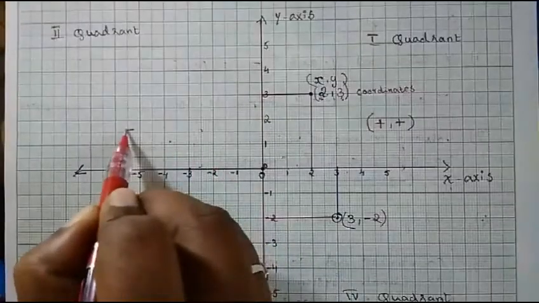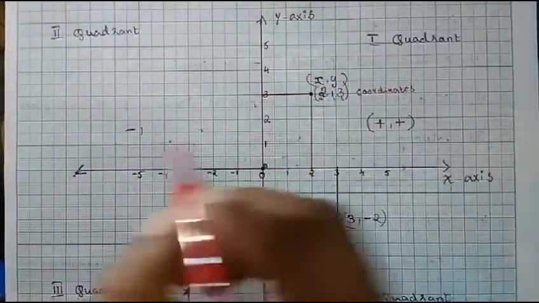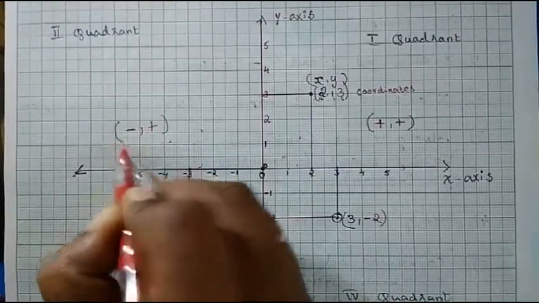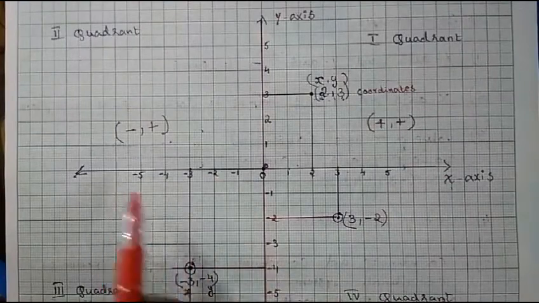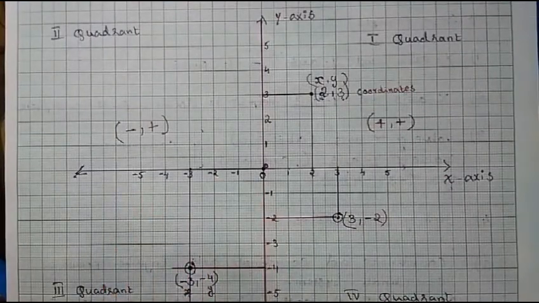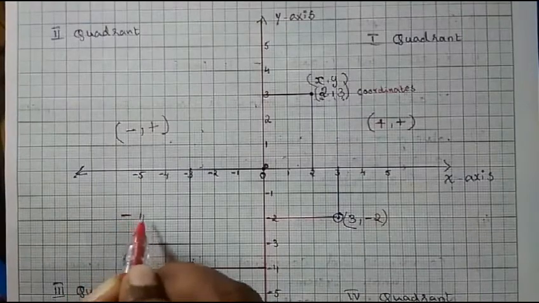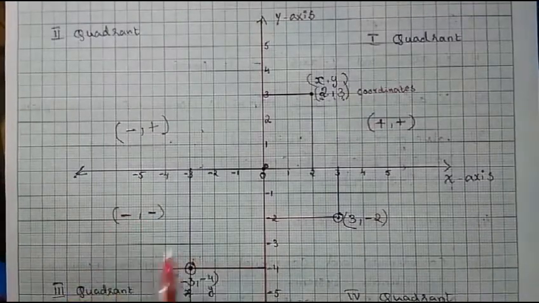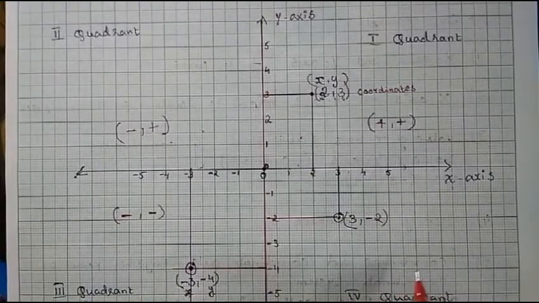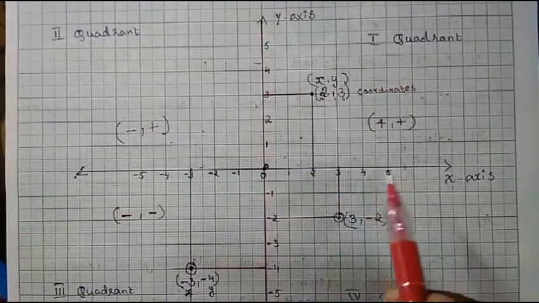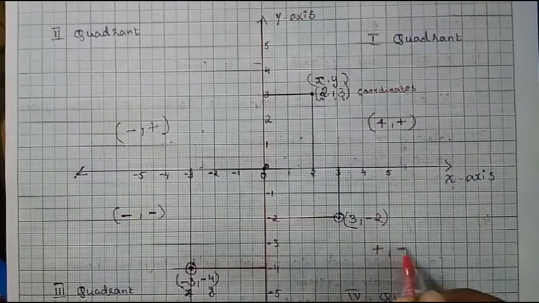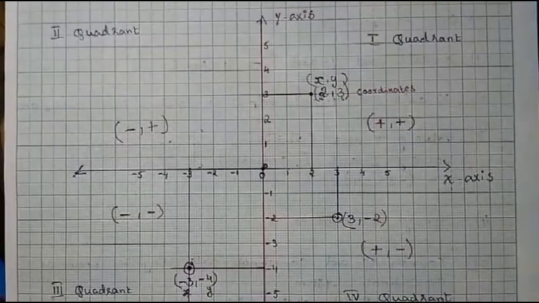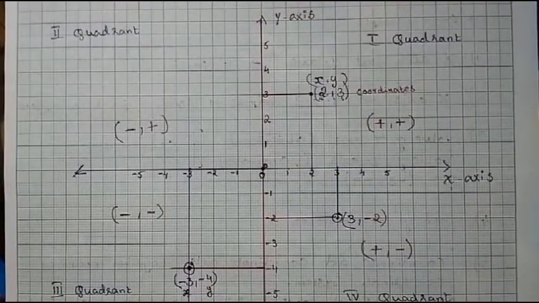Now the second quadrant, what will be the sign? On x it is negative, and on y it is all positive. So this will be the sign of the second quadrant. Now the third quadrant: on x it is all minus and on y it is all minus. So x minus, y minus. This is the sign of the third quadrant. Fourth quadrant: on x it is positive and on y it is negative. So these are the signs of the 4 quadrants.